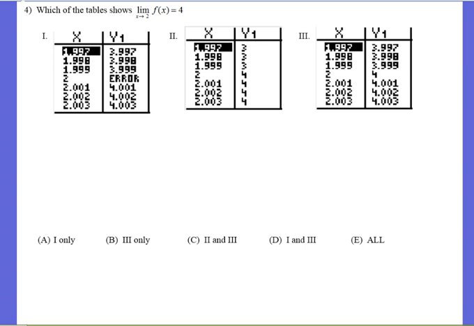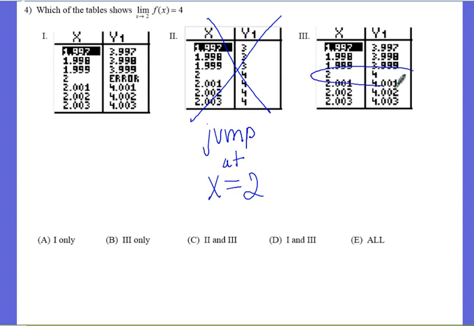Which of the tables shows the limit as x approaches 2 is equal to 4? Well, I can show you which one definitely isn't. This guy. This actually shows that there's a jump discontinuity at x equal to 2. Most people knew that number 3 definitely showed the limit because you see the pattern of numbers from the left and from the right approach 4. And then number 1 was the one people got confused on. Well, you can see that there's a pattern of numbers going towards 4. The part that people got confused about is the fact that there's an error there.